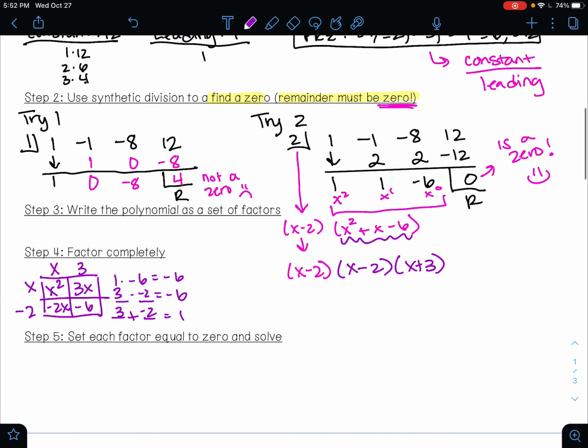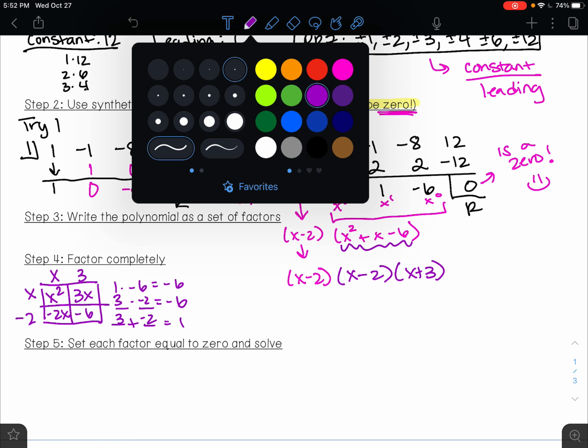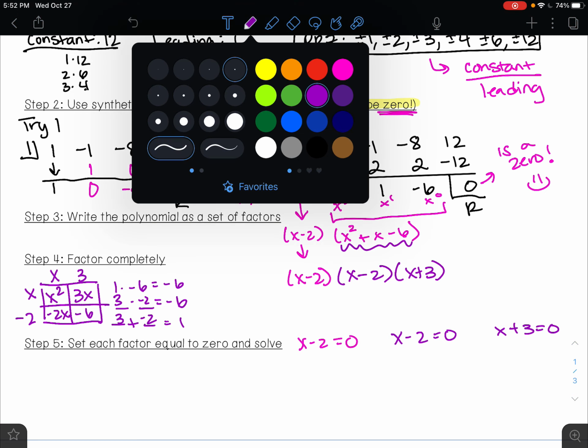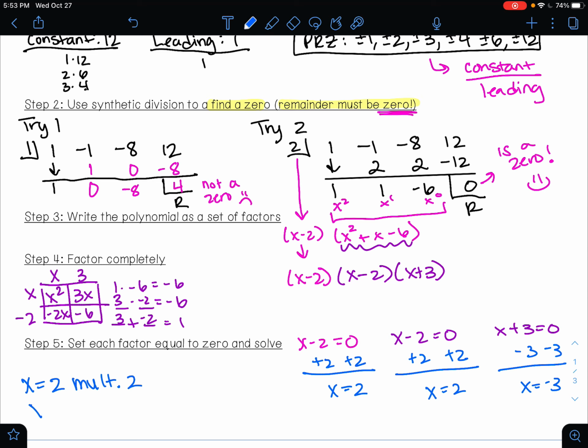Step 5 says to set each factor equal to 0 and solve. I have my 3 factors here. Those 3 factors are x minus 2 equals 0, and then x minus 2 equals 0, and x plus 3 equals 0. To solve, I'll add 2 to both sides and get x equals 2. Over here, I'll add 2 to both sides and get x equals 2. And on this last equation, I'll subtract 3 and get x equals -3. So my answer is that I have x equals 2 with a multiplicity of 2, and I have x equals -3. These are my solutions.